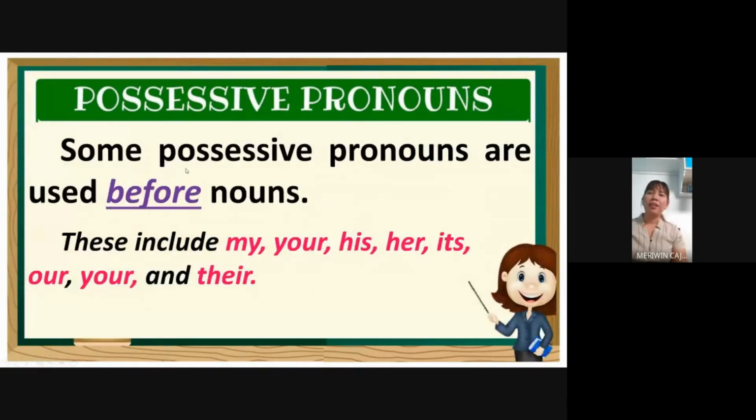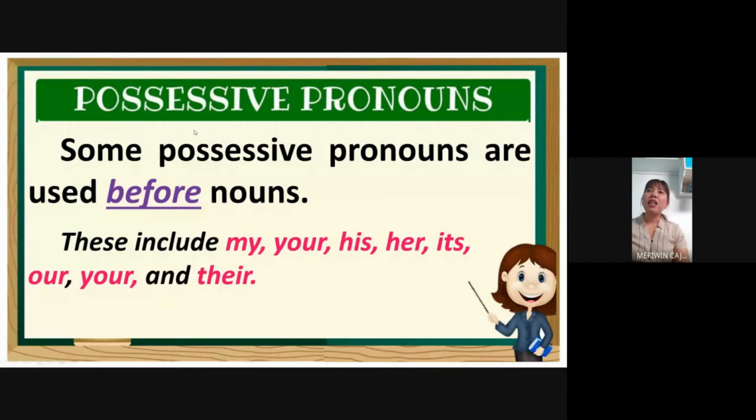Another one. Okay, so for you to understand it further, this is the most important one, kids, because this will give you a hint to answer the activities that we are going to answer today. Some possessive pronouns are used before nouns. Examples. Okay, I would like to emphasize the word before. Before nouns. You understand that word, right? Before nouns.